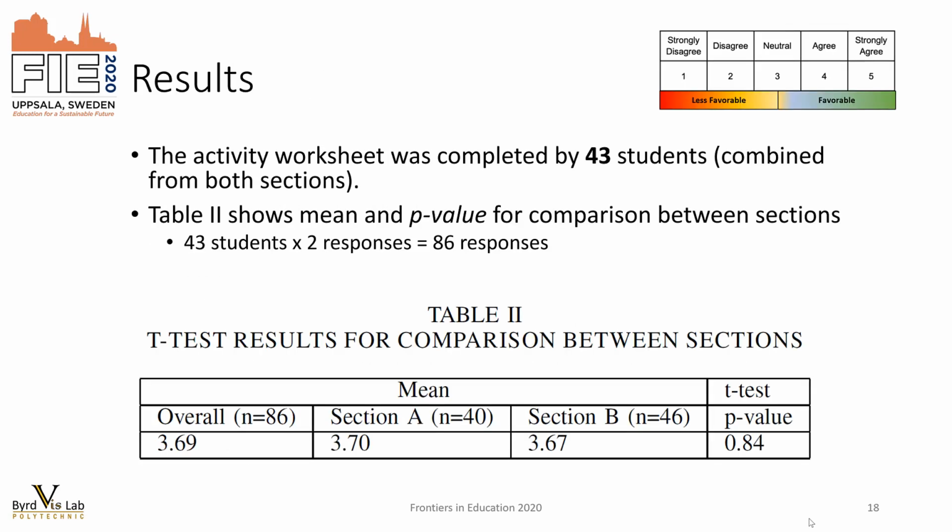The activity worksheet was completed by 43 students. Table 2 shows the mean and p-value for comparison between sections. Table 2 shows that the overall mean for the worksheet was 3.69. T-tests revealed that the comparison between the two sections was not significant.